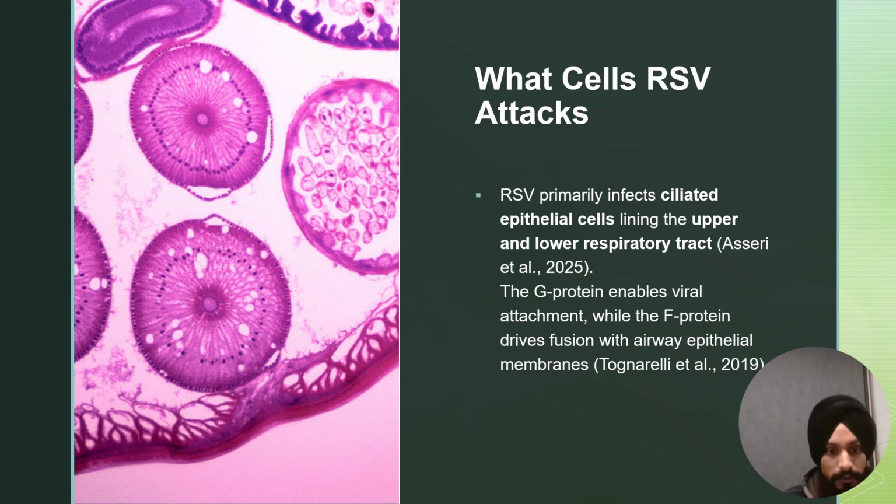Slide 4. When RSV enters the body, it mainly targets ciliated epithelial cells in our airways. These cells are responsible for moving mucus and trapped particles out of the respiratory system. When RSV infects and destroys these cells, mucus starts to build up, leading to the classic RSV symptoms like sneezing and difficulty in breathing. The article explained that the F protein helps the virus fuse, but the G protein is what helps the virus find its target cell.